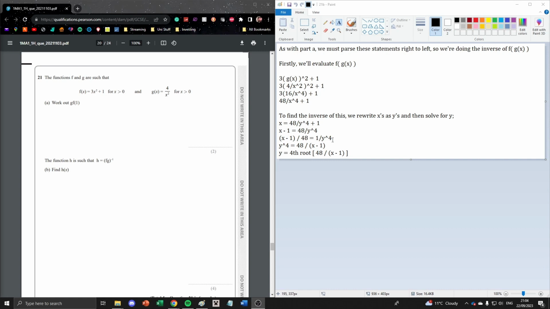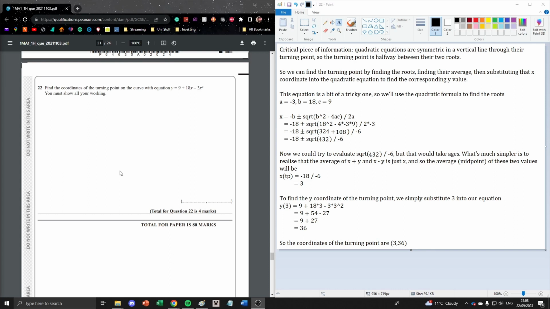And then we're going to flip both fractions, which we can do. They're still going to be equal if we take the reciprocal of both sides. So y to the 4 equals 48 divided by x minus 1. So as you can see, we just flipped numerator and denominator. Finally, we take the fourth root of both sides. So y is the fourth root of 48 divided by x minus 1.